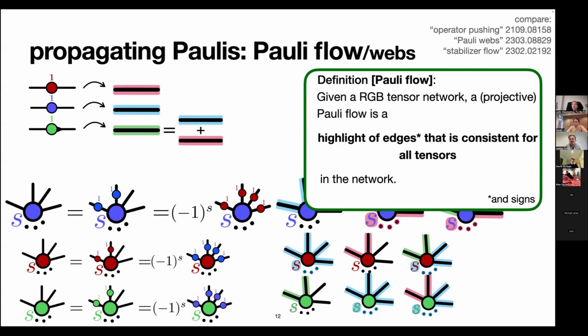tensors in the network. So imagine I have not only a single spider like this, but a collection of these blobs connected by edges, then this Pauli flow is a highlight where I can restrict myself to each individual tensor of the network and just look at its immediate surroundings, and then it falls into one of these highlights that I showed here on this slide, or the identity highlight where nothing is highlighted, of course.